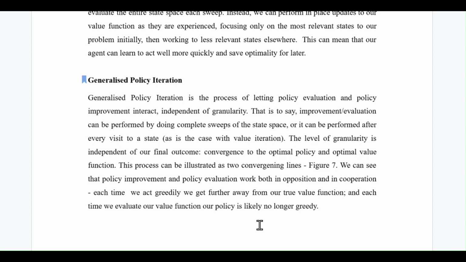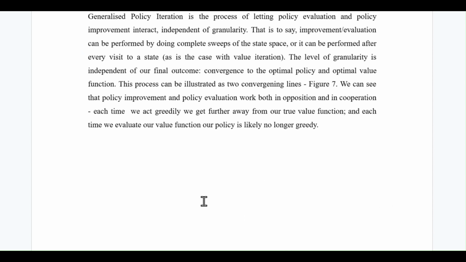We update the policy and value functions at the same time until convergence to the optimal policy. For example, let's say we are playing a game where we can move left or right again, and we can use generalized policy iteration to update the policy and value functions at the same time and still converge to the optimal policy.